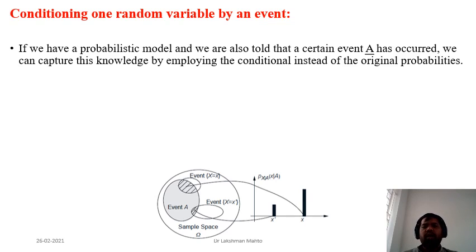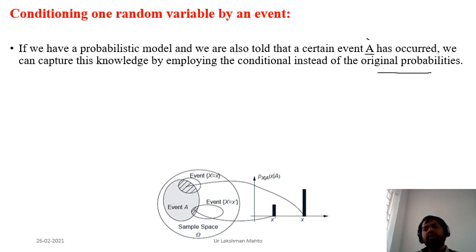Our universe is no longer the complete sample space. It is just whatever partial information we have, which gives a new universe. So you can simply say that we are putting a conditioning on the random variable by an event A, that is, by some partial information A. We can capture this knowledge by employing conditional probabilities instead of the original probabilities.